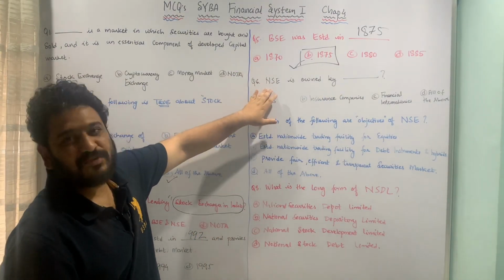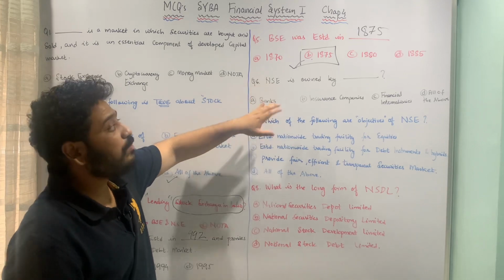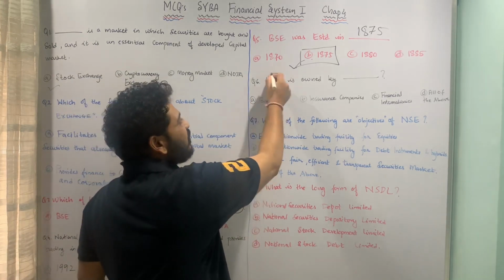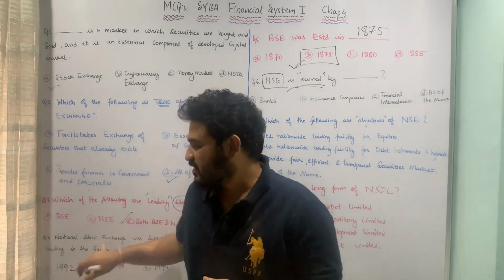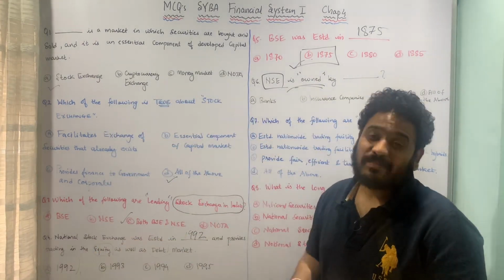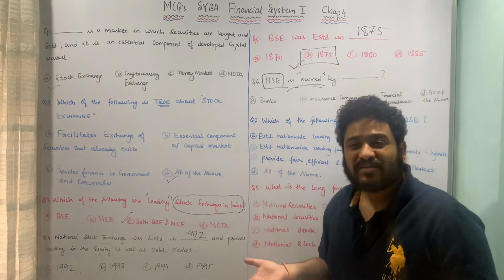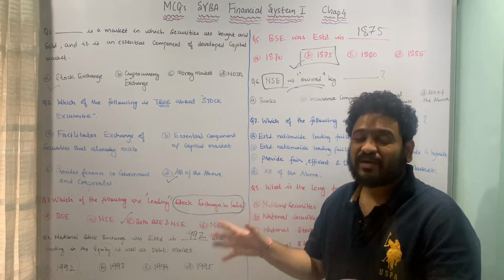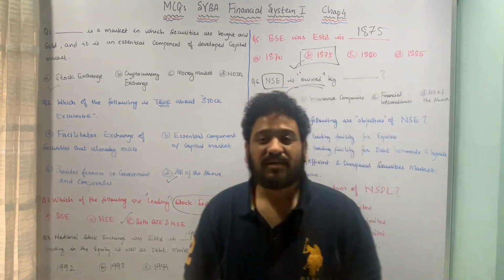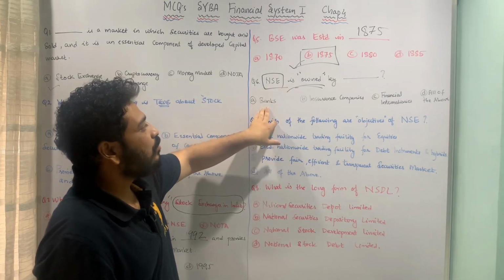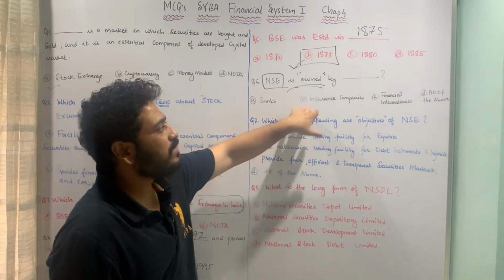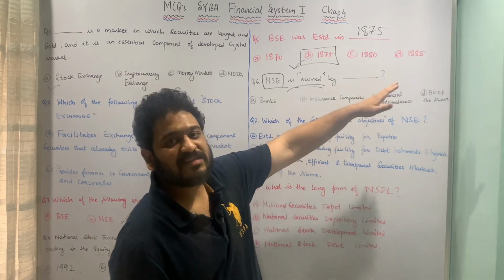Thereafter, let us move to the next question, which is talking about the ownership of National Stock Exchange. Who owns NSE? We know that NSE was established in the year 1992, and it facilitates trading with respect to both equities and debt market in India. But it is owned by whom? So it is owned by A, banks, B, insurance companies, C, financial intermediaries, D, all of the above.